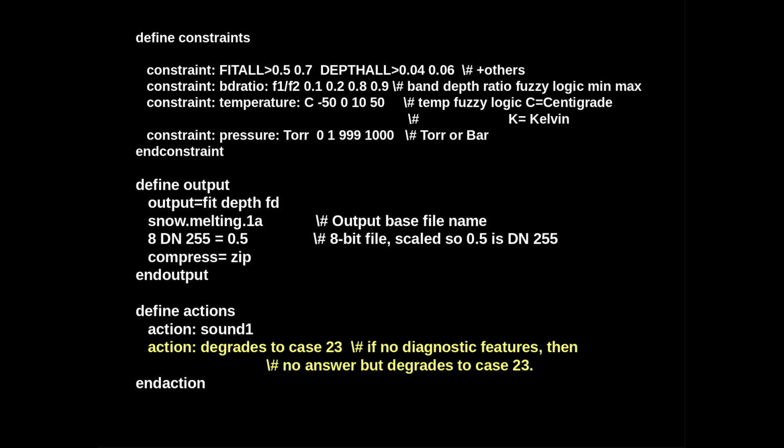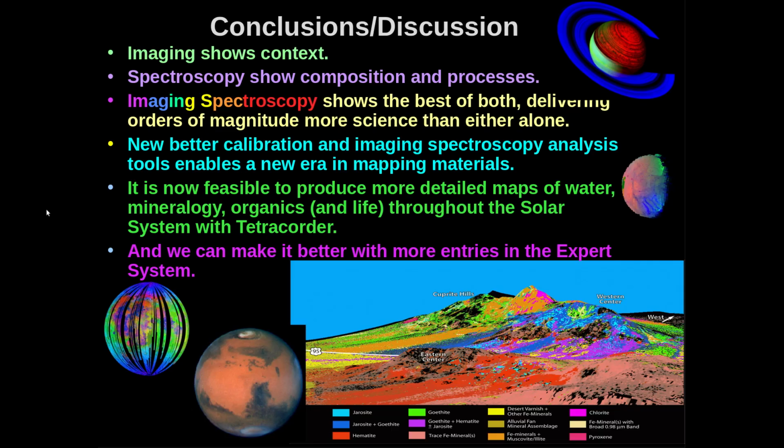So in conclusion, we all know that spectroscopy can detect a lot of different materials, and with imaging spectroscopy, we have geologic context. So the combination of imaging and spectroscopy delivers orders of magnitude more science than either alone. And with the modern tools that we have today, new and better calibration, imaging spectroscopy analysis enables us to go into a new era in mapping materials, whether on the Earth or throughout the solar system.